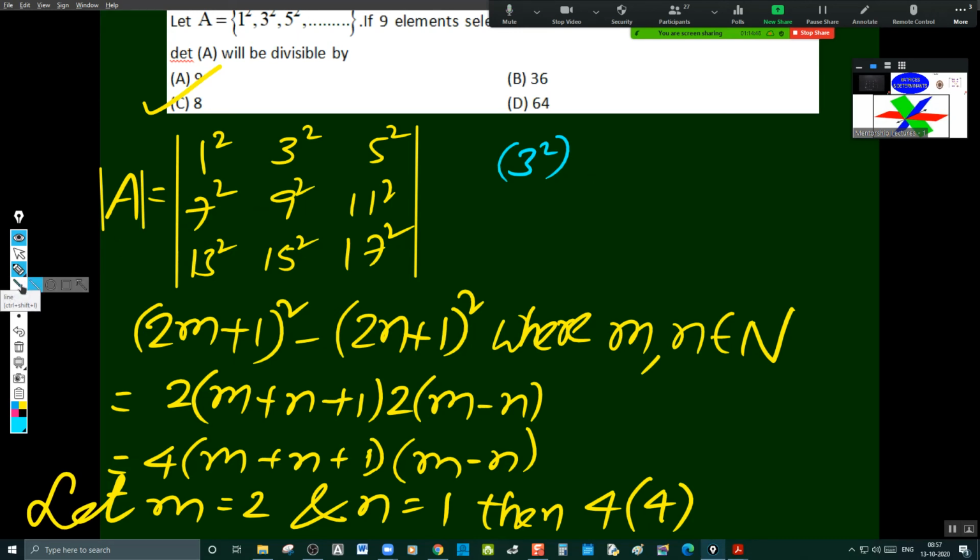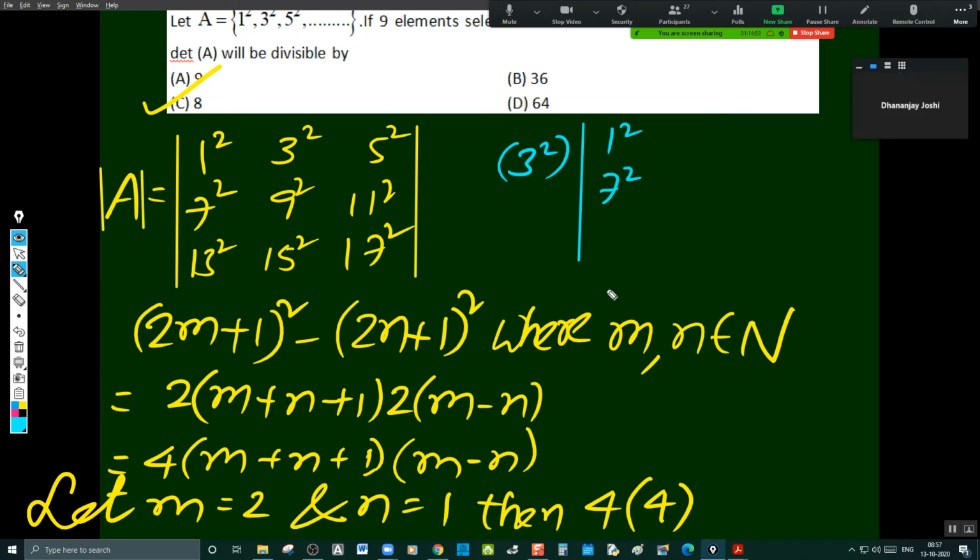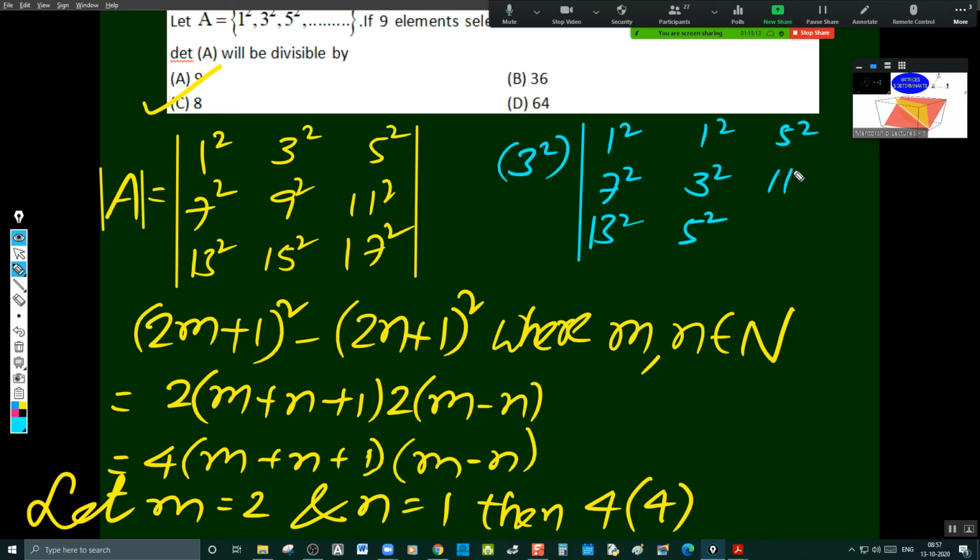And what is the value? Let's check it out. 1 square, 1 square, 1 square, 5 square, 7 square, 3 square, 11 square, and 13 square, 5 square, 17 square. 5 square, 11 square. This is also easy. In subtraction, the a square minus b square form will come.